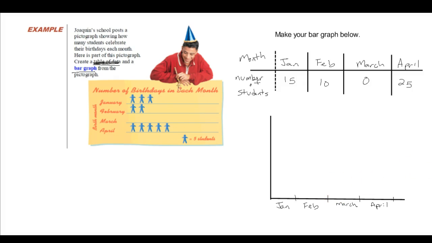That's okay. All right, so next we want this to be the number of students. So down here is our months. Let's label it, that way we know we have good labels. So months. And then on the y-axis, the vertical one, we're going to have number of students.